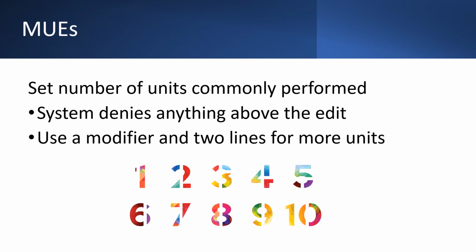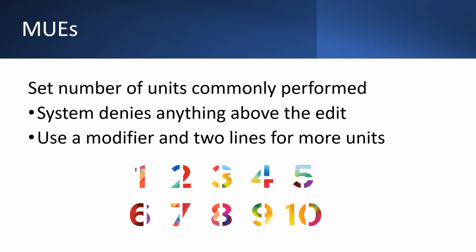In most cases, you can build two lines, one with the number of units up to the edit, and the second line with anything above that and a modifier. The exception to this rule is when there is a once-in-a-lifetime benefit offered by Medicare.